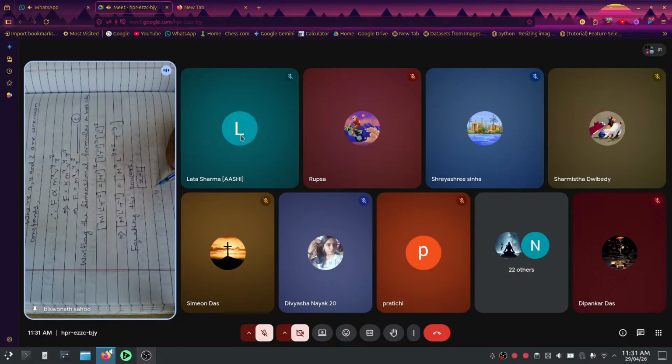Then y plus z is equal to 1. And minus y is equal to minus 2. This implies y is equal to 2. So that we got x equal to 1, y equal to 2. So therefore, y plus z equal to 1. So from this, z equal to what? 1 minus y, that is 1 minus 2. So z is equal to minus 1. So we got z also minus 1.